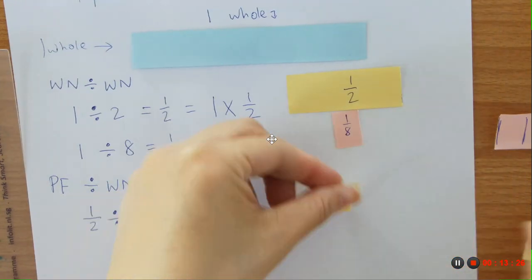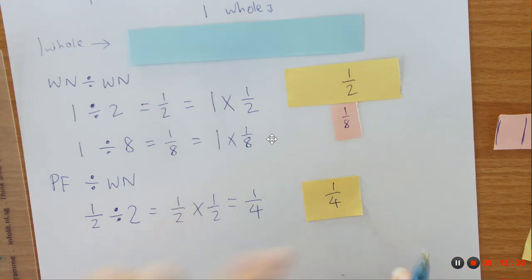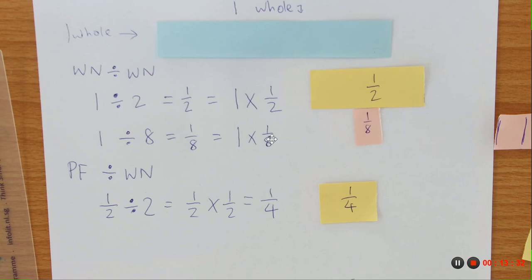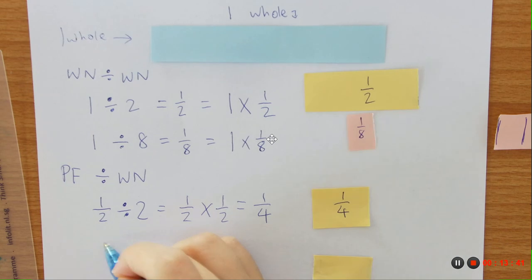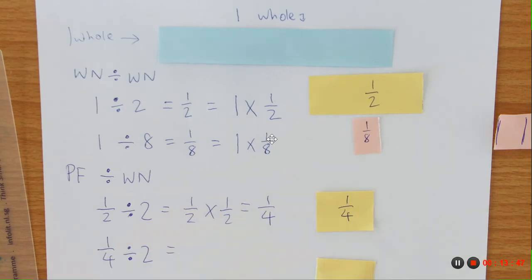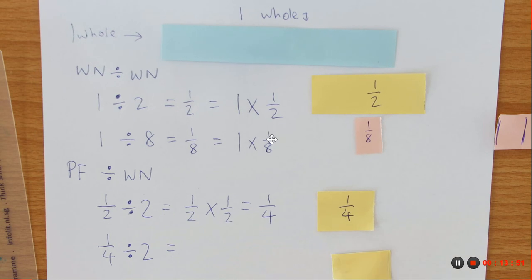I still got 1/4. The next one I want you to do is 1/4 divided by 2. What is that? Wow, 1/8 so fast. How come? I can do it now. Is this okay? Are you surviving?